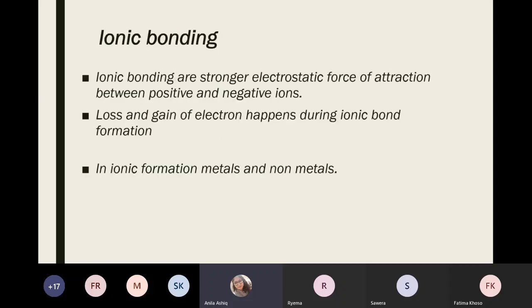So first is ionic bonding. Ionic bonding is the strong electrostatic force of attraction between positive and negative ions. Ionic bonding happens between metals and non-metals. Can you tell me who makes the positive ion and who makes the negative ion between metal and non-metal? Quick answers, please. Who makes the positive ion? Who makes the negative ion? Metals make positive ions and non-metals make negative ions.